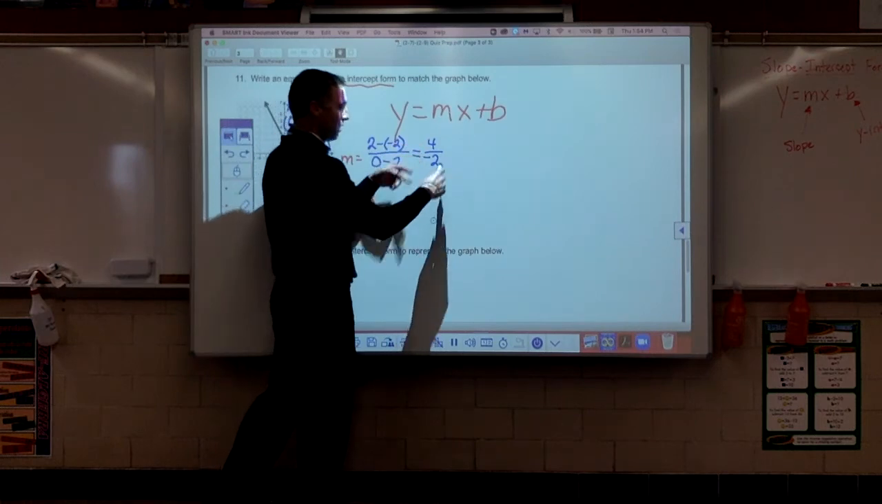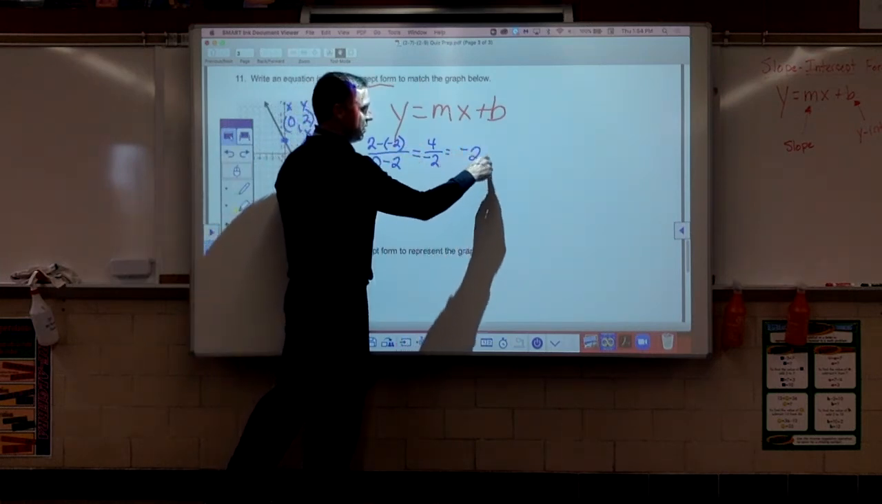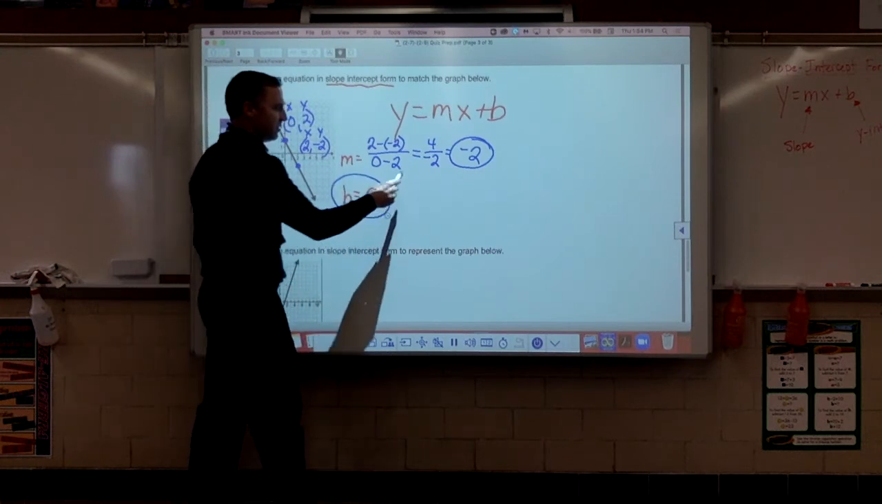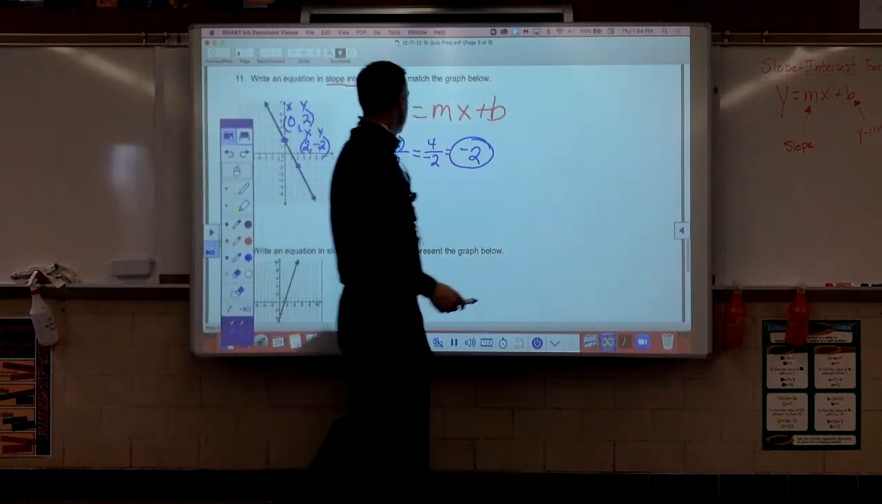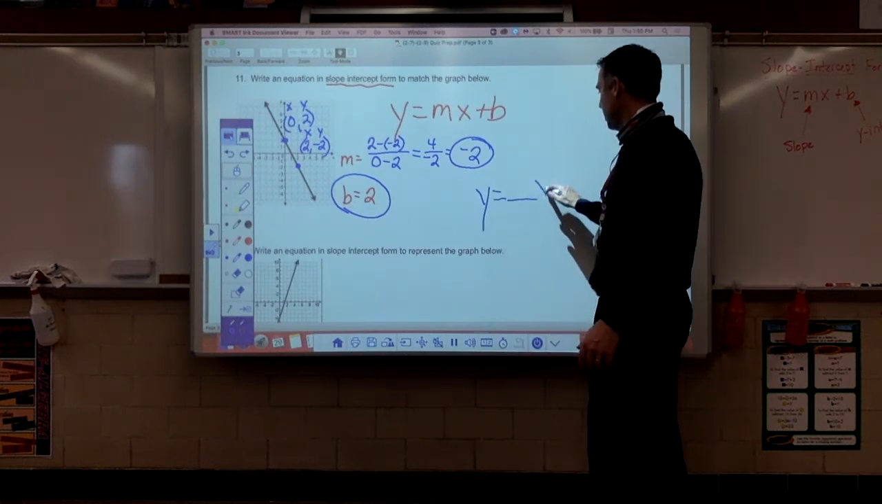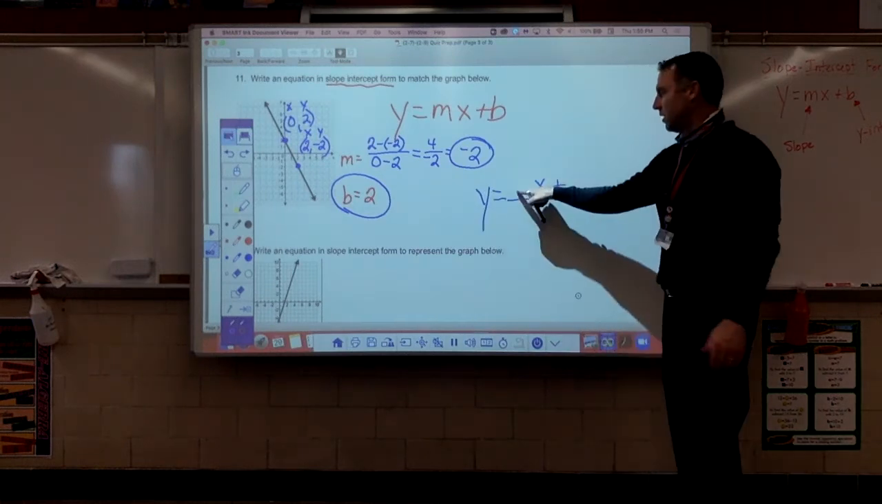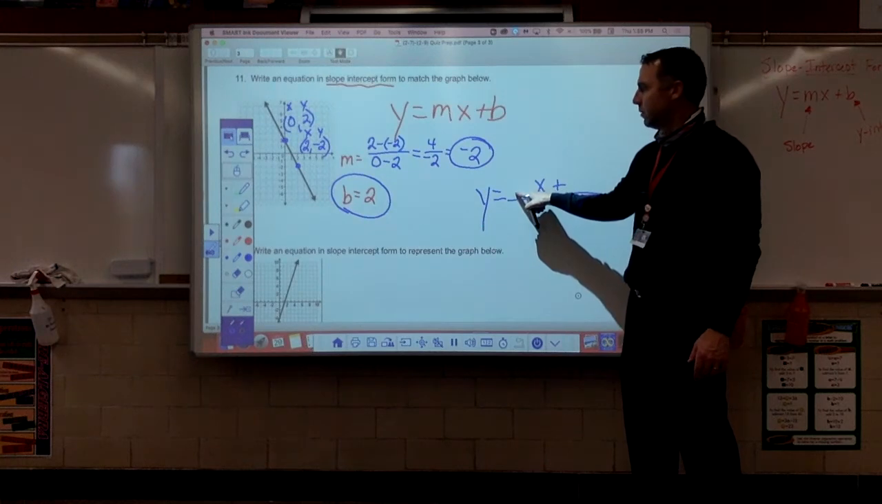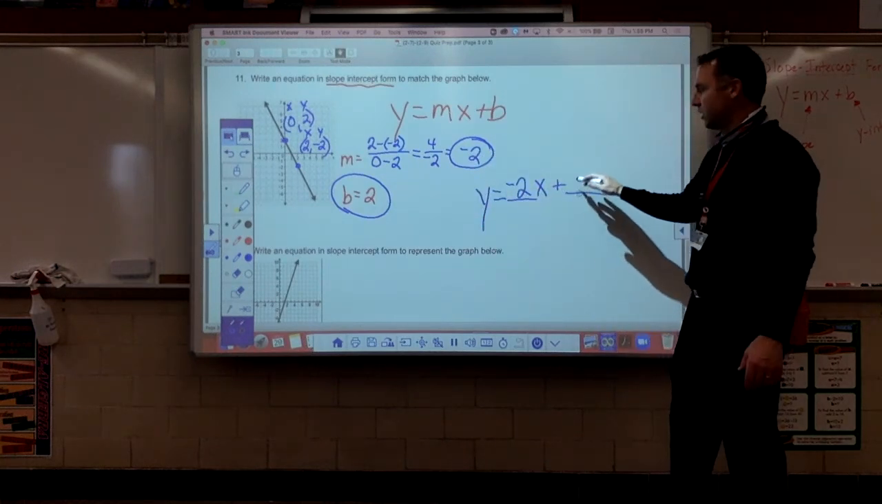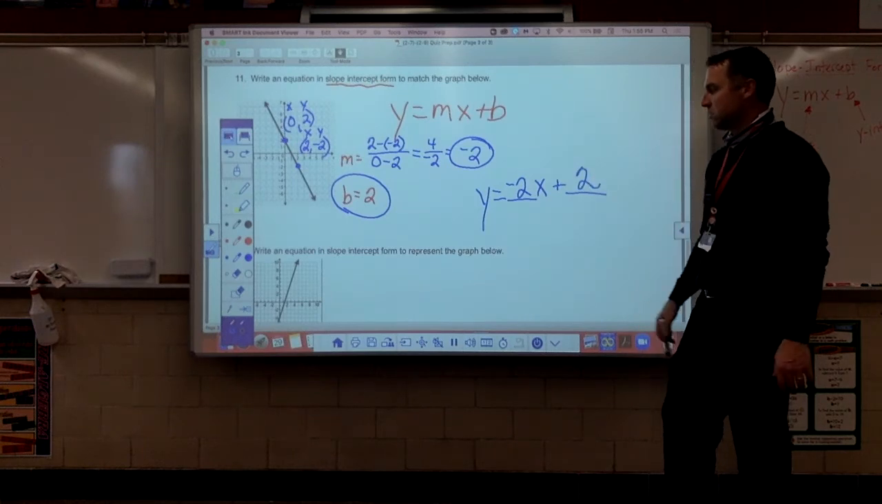Last time I checked, 4 divided by -2 is -2. So I have my y-intercept, I have my slope, put it into equation form, all together, folks. Y equals blank x plus blank. What's going here? Slope. Well, what's my slope? -2. So -2x plus my y-intercept, blank, which is 2.